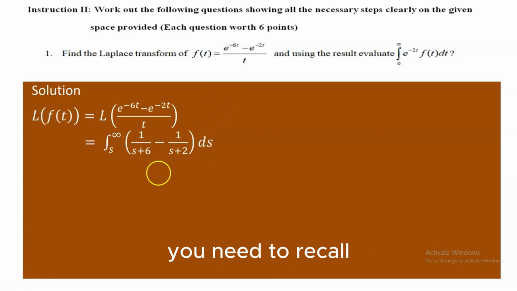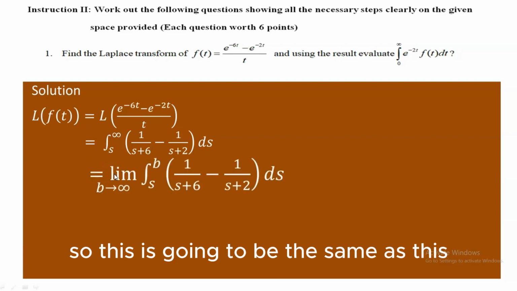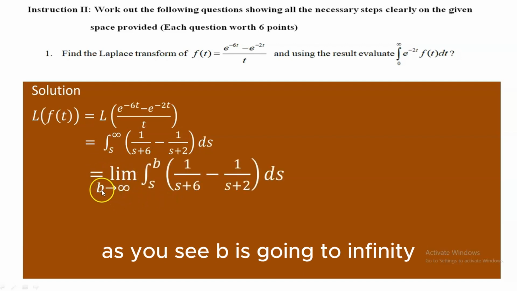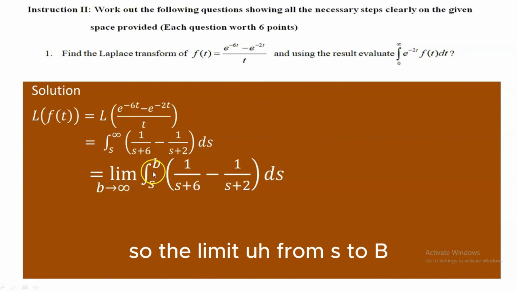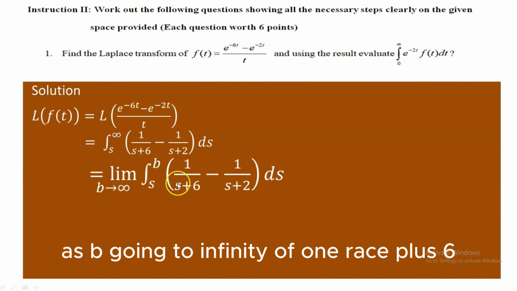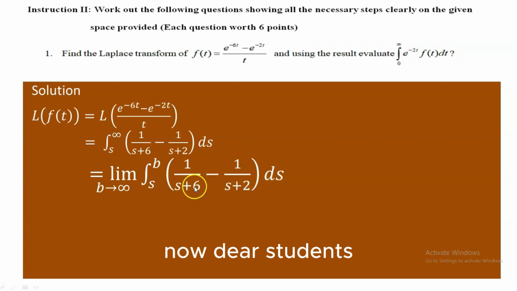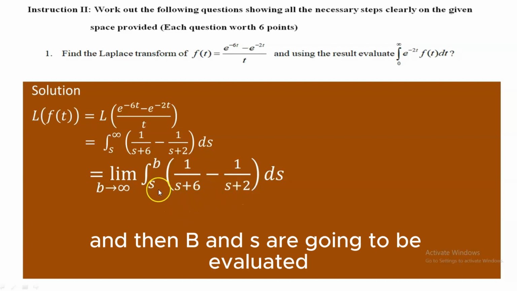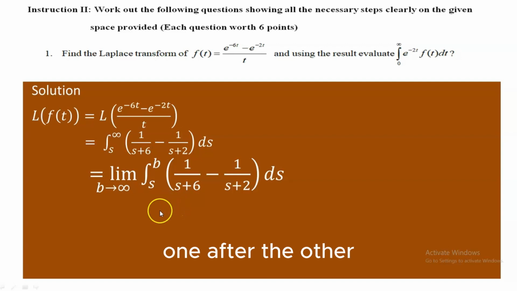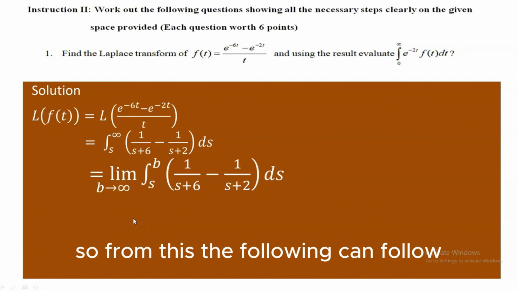Now from this you need to recall how you can find the improper integral of this one. So this is going to be the same as this. As you see, b is going to infinity, so here infinity is held by b. So the limit from s to b as b goes to infinity of 1 over s plus 6 minus 1 over s plus 2 ds can come. Now, dear students, we need to find the integral of this one first, and then b and s are going to be evaluated one after the other, provided that this is taken into account.